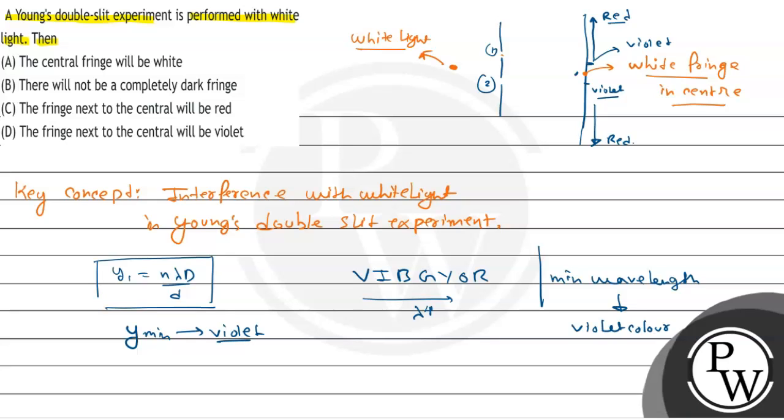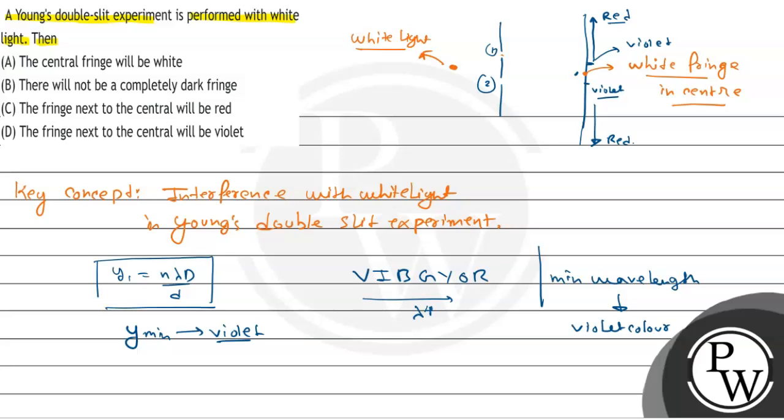right? And as the violet fringe is at the minimum distance from the central bright fringe, that's why it stays close to the central bright fringe, and you can say it stays just next to the central bright fringe, right? So now let's check the options.